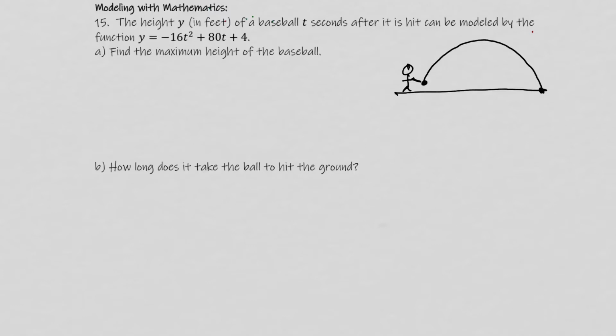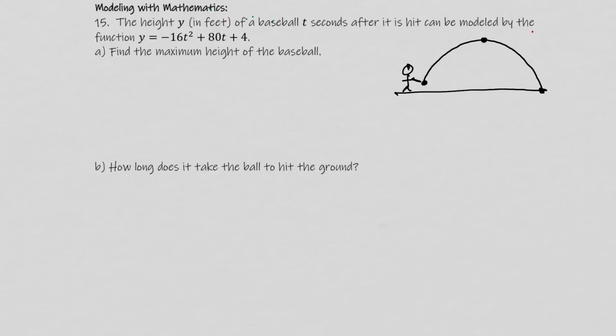So we want to find the maximum height of the ball. So we want to find the max of my parabola, which is the y value of the vertex. We can do this a couple of ways. We learned how to find the x value by taking negative b over 2a, and then we can plug it in and find y. You can graph it and find your max height, but we might end up needing our x value anyways.